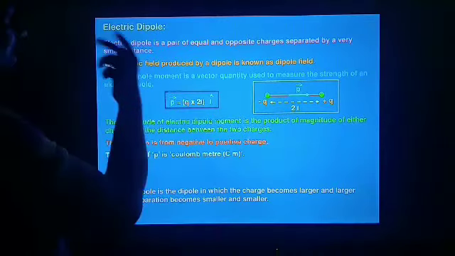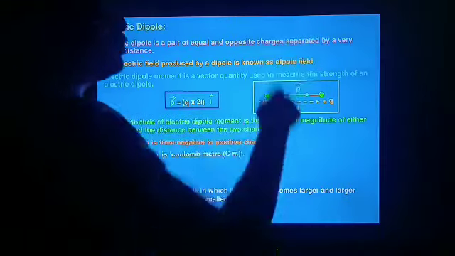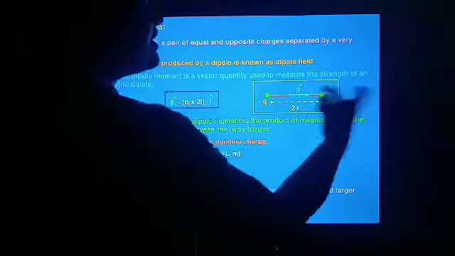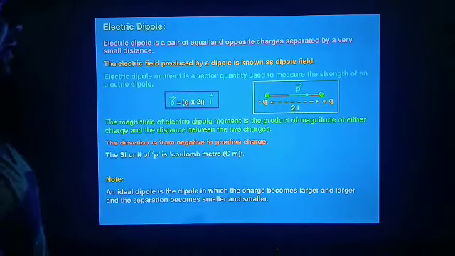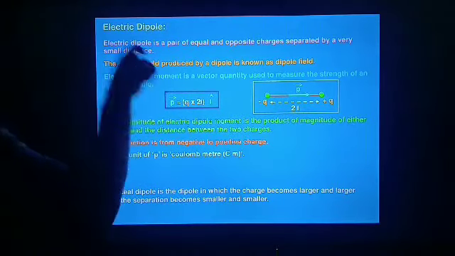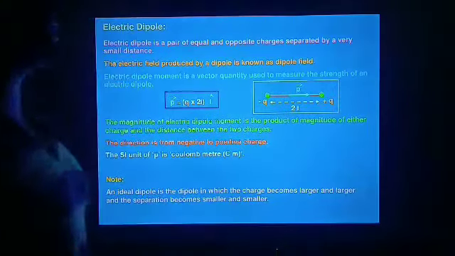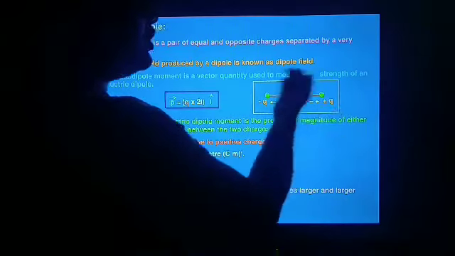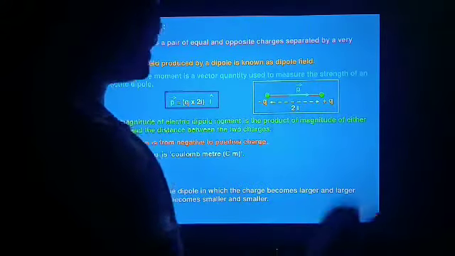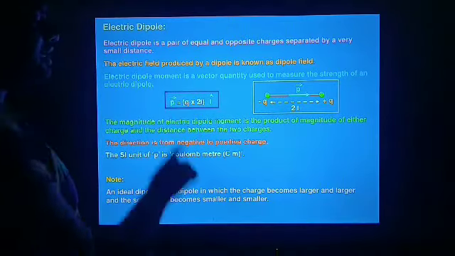Write this. The electric field produced by the electric dipole is known as dipole field. It means the field created by this system is called dipole field. Now what is electric dipole moment? Important. Electric dipole moment is a vector quantity used to measure the strength of an electric dipole. It means if you want to find out the strength of an electric dipole, you have to calculate the electric dipole moment. So what is the formula of electric dipole moment?